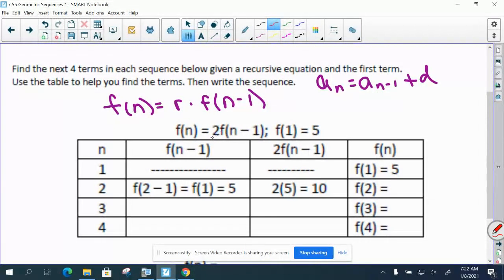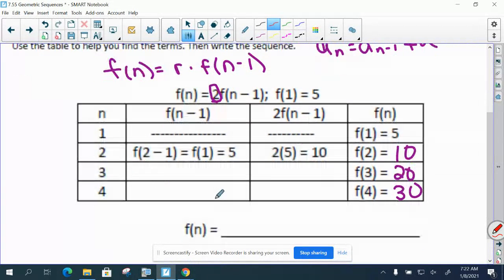So here the factor would be 2. 2 times the previous term gives you the next term. And then the first term they said is 5. So how do they want us to fill in this table? Okay, so the first term is 5. And then we're going to take 5 and multiply it by 2. So you get 10. And then if you multiply 10 by 2, you get 20. If you multiply that by 2, you get 40. Okay, don't worry about the rest of the table.